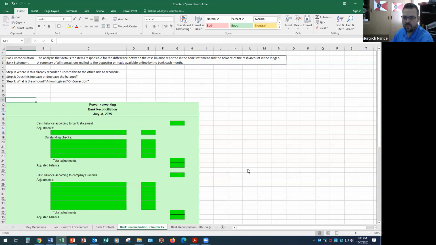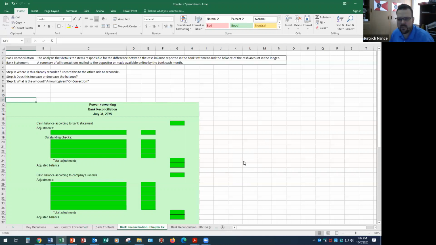For example, if I write a check, I know a lot of us don't write checks anymore, but if I do, I write a check and I mail it. I have recorded that on my accounting records, but the bank doesn't know that it's been written. They have no way of knowing until it actually gets cleared through the bank. So what we will have is what we call reconciling items.